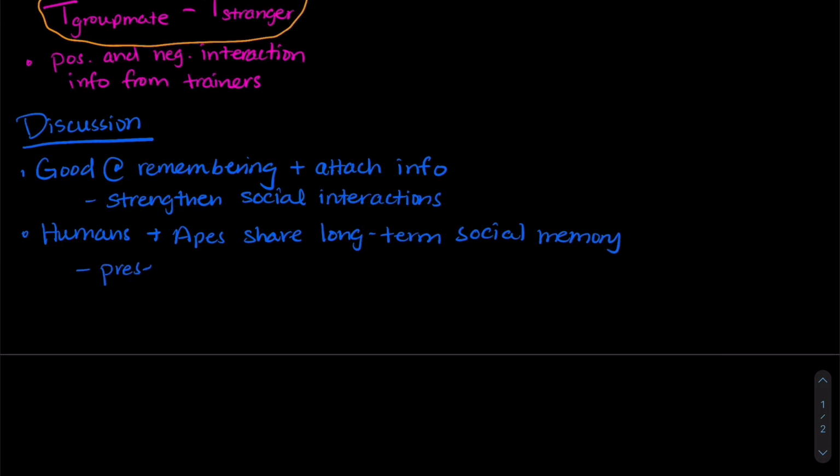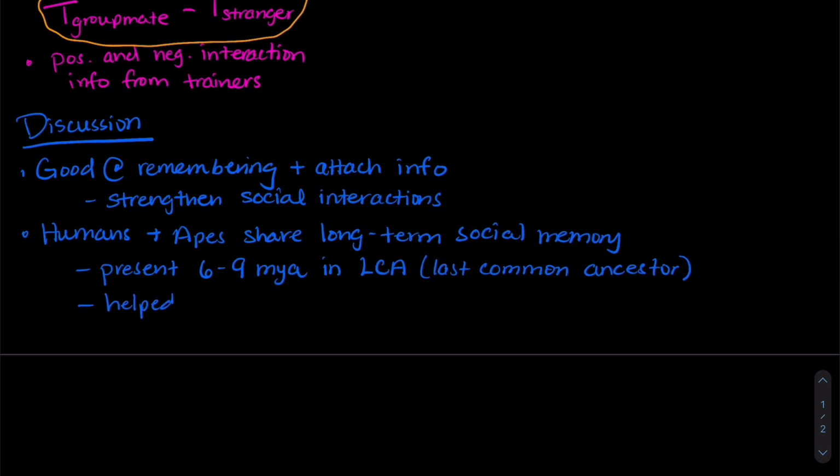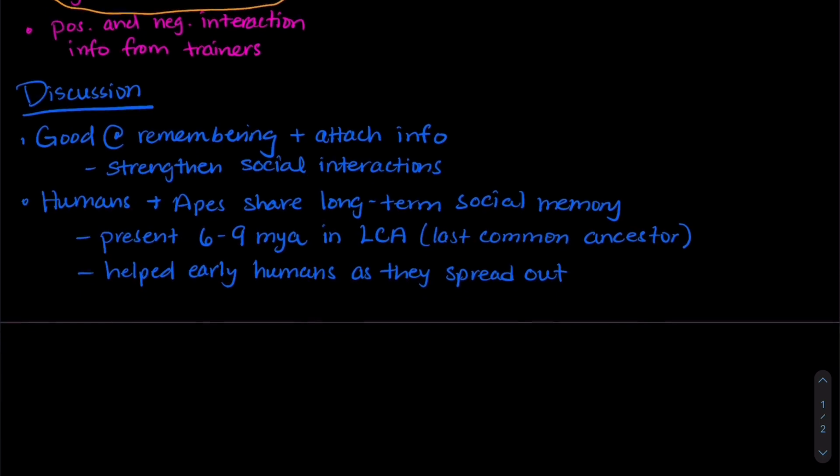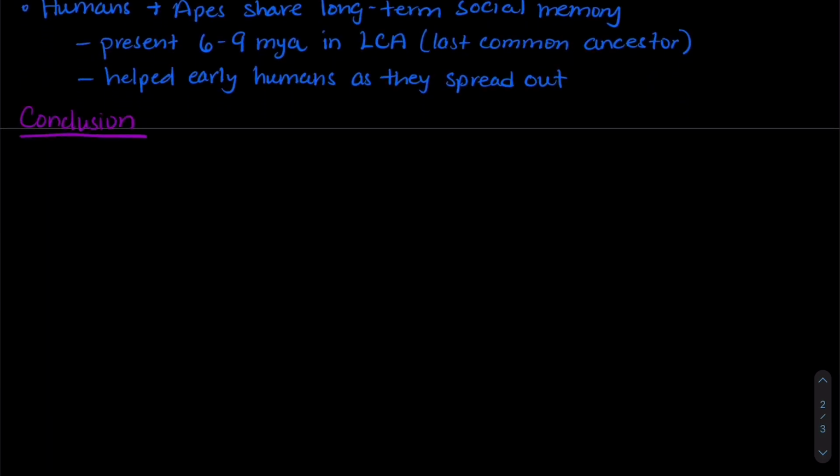Now that means that this trait of social memory was likely present in our evolutionary timeline approximately 6 to 9 million years ago in our last common ancestor, or LCA, between us and chimpanzees and bonobos. And one thing that this social memory might have helped early humans do is to create these communities and communication patterns to form relationships and friendships, which would have been really important as the human race spread out during our evolutionary history. So let's think about the big picture.